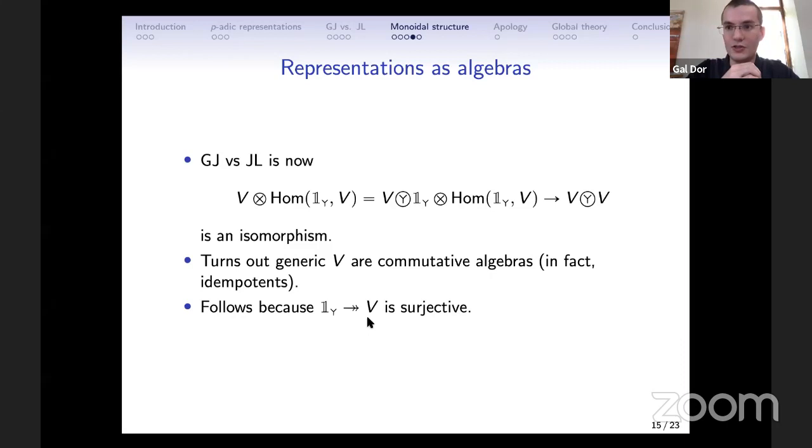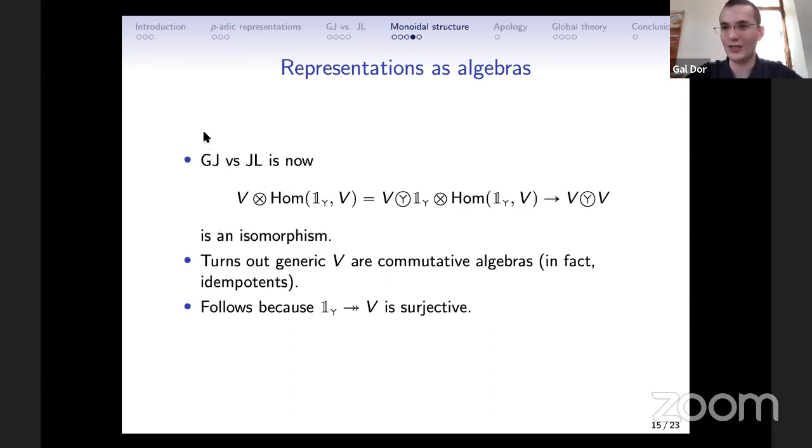But it turns out that it's a general property of symmetric monoidal categories, where the categories are abelian, and the symmetric monoidal structure is right exact, that if you have a quotient of the unit object, then that quotient is a commutative idempotent algebra, that it exactly has this property that V times hom from 1 to V is isomorphic to V times V, and that it's in fact a commutative associative algebra.